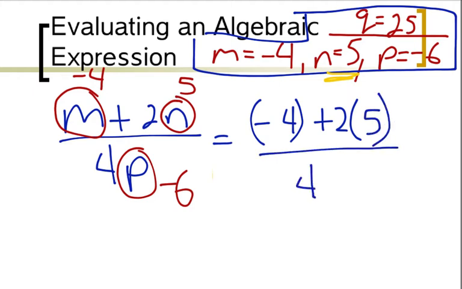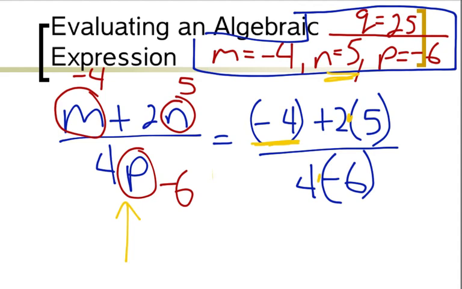over 4 times -6. Now again, the reason why I put parentheses is because they've got the variables stuck next to a number, which means when they're next to each other, you're going to multiply. So there's multiplication happening at two places. The -4 actually did not need to be in parentheses, but I just want to show you that that's where my m used to be. Okay. So now we're going to go ahead and simplify.